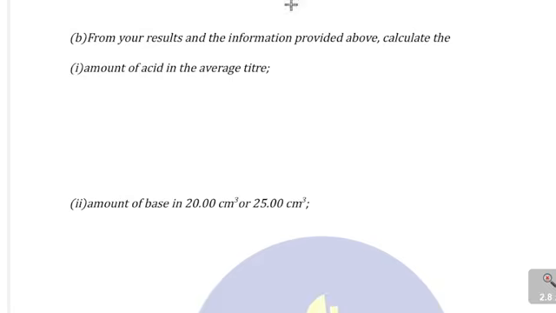Okay, so B part: from your result and the information provided above, calculate. So we are assuming now we have done the titration. The first instruction is the amount of acid in the average titer. Remember that the word amount means moles. So amount of acid in the average titer means calculate the number of moles of acid in the average titer.